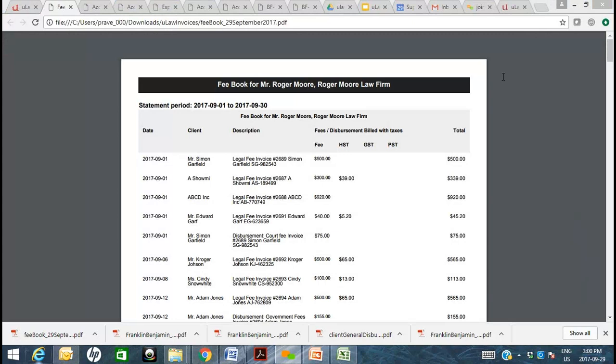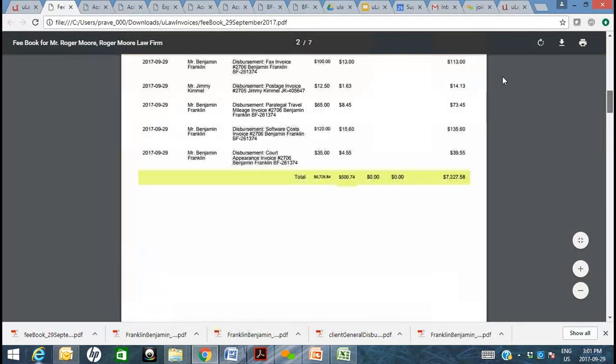And the reason for the fee book, as we said, is because the disbursements are a critical component, or can be a critical component of your invoices. And so if you look at our last example of Benjamin Franklin, you've got the paralegal travel mileage, software costs, the faxes, and the court appearance with the amount and the taxes. Okay?